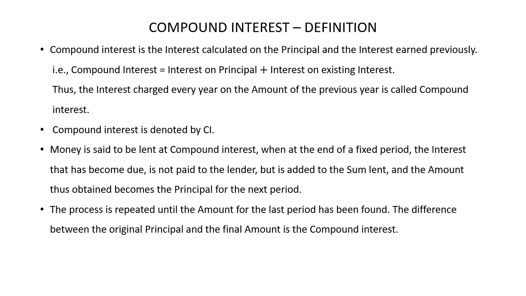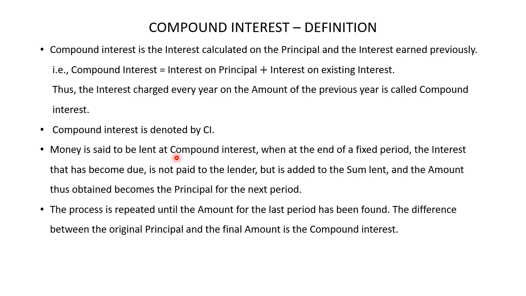Let's understand in detail what is compound interest. Compound interest is the interest calculated on the principal and the interest earned previously. That is, compound interest is equal to interest on principal plus interest on existing interest. Now we know that principal plus interest is nothing but amount. Thus, the interest charged every year on the amount of the previous year is called compound interest. Compound interest is denoted by CI.